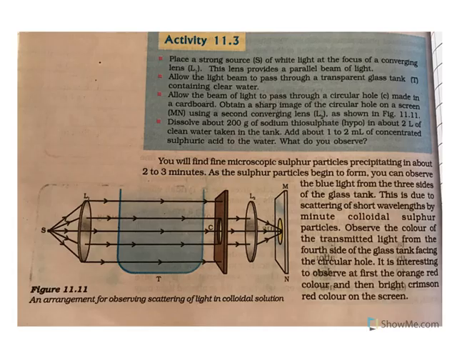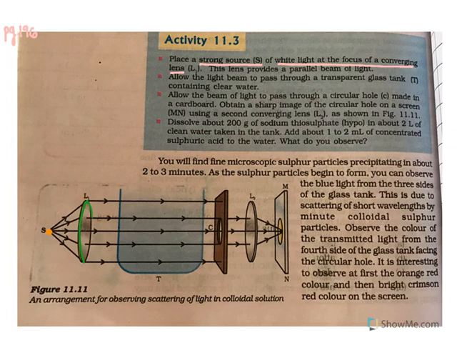Well, now let's go through this activity which is given in your textbook on page 196. And this explains why the color of the sun at sunrise and sunset is red. So in this experiment, first place a strong source S of white light at the focus of a converging lens. So here we have a source S that is placed in front of a converging lens.